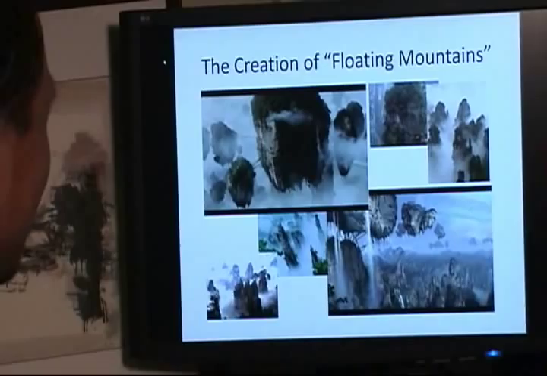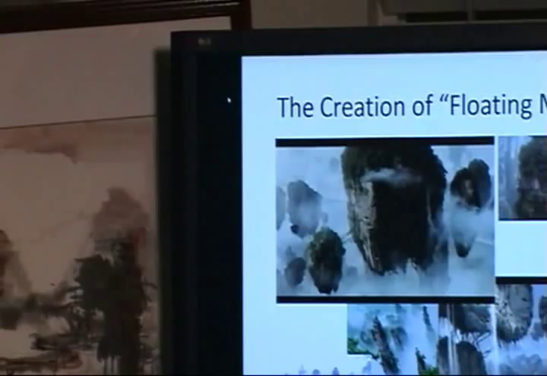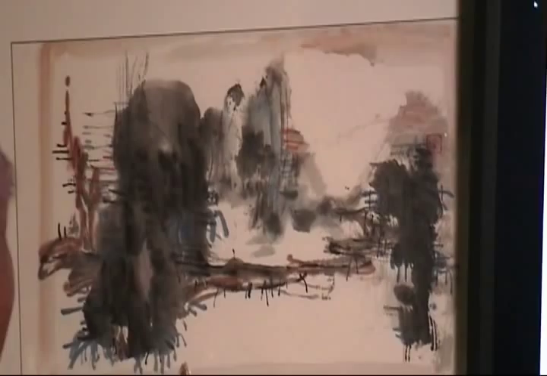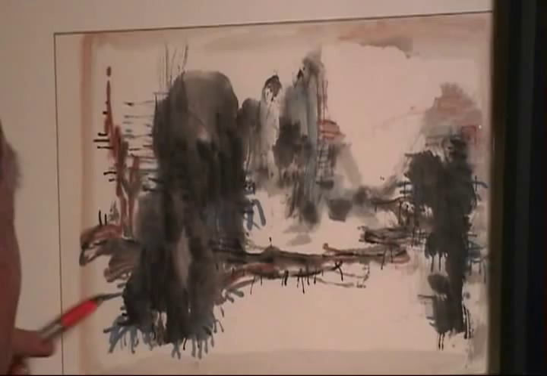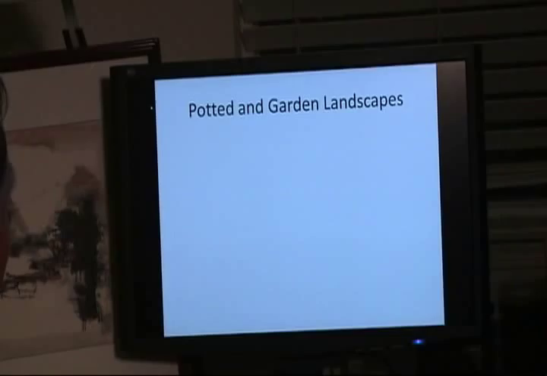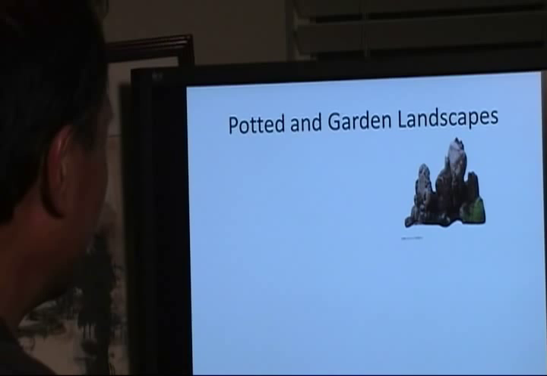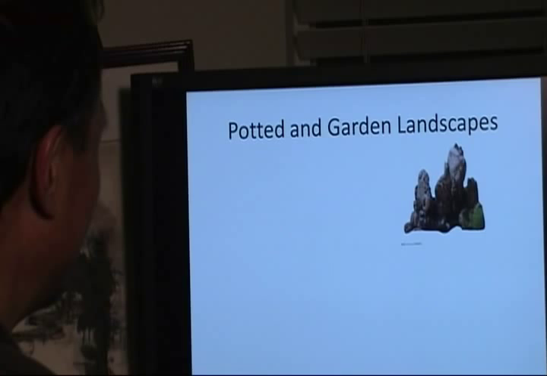You can see an early landscape painting I did in 1994. It's an abstraction of a landscape. You might think it's a floating mountain. I actually did this with the idea of a potted landscape. So the kaihe concept has to do with the idea of a creator creating the landscape in your art, as if you are a creator.